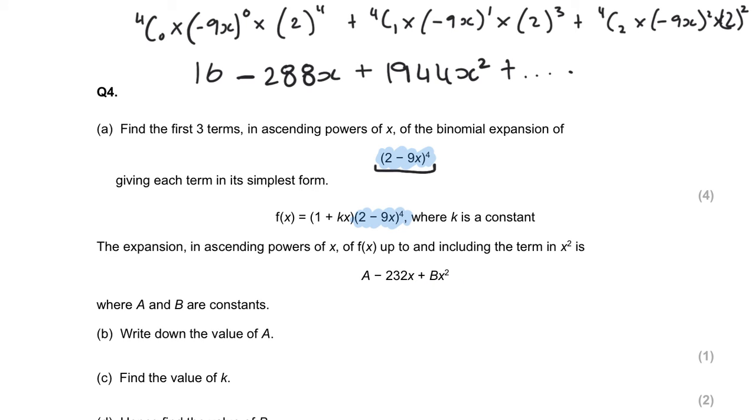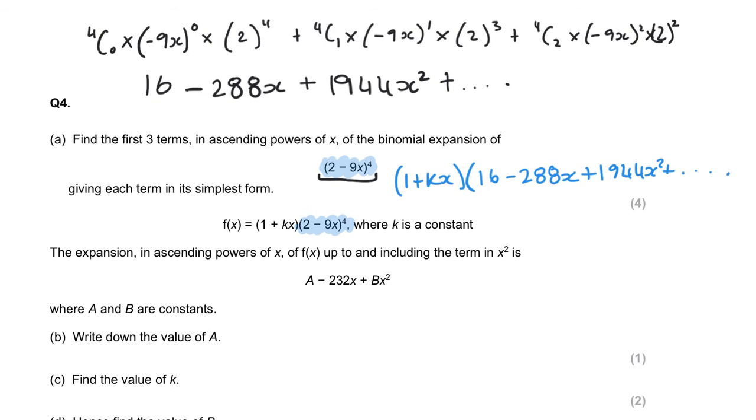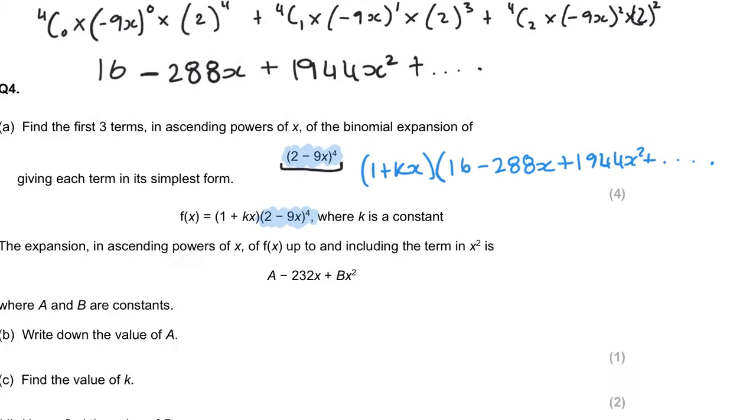So first of all, we know that f of x is the same as saying 1 plus kx multiplied by 16 minus 288x plus 1944x squared plus ... Okay, we've just written it the same but different. Same but different. Yeah? So, we can sit there and expand it all, however, we need to be a bit clever, okay? So this is how we're going to be clever.